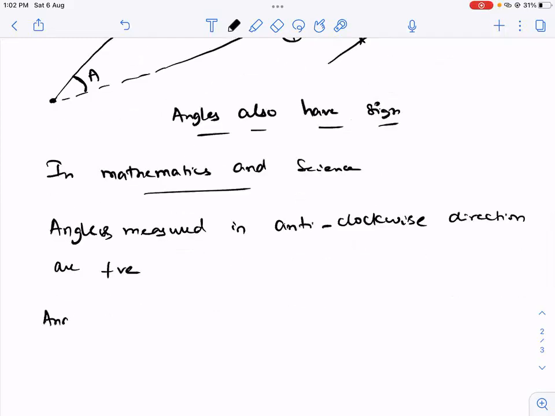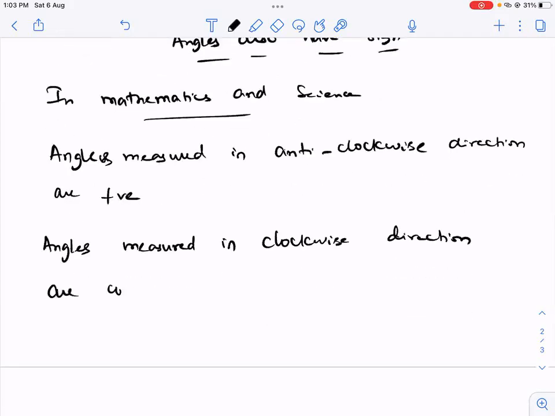Similarly, first write down this point. Angles measured in clockwise direction are considered to be negative. Have this in your mind. Is this point clear? Once I finish the types of angles, I'll come to this point.